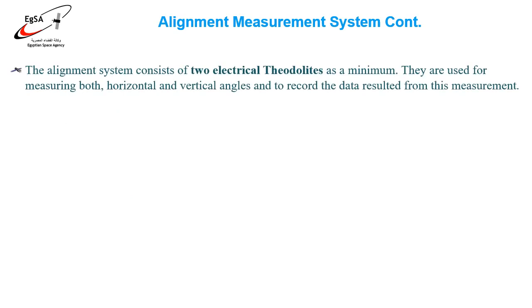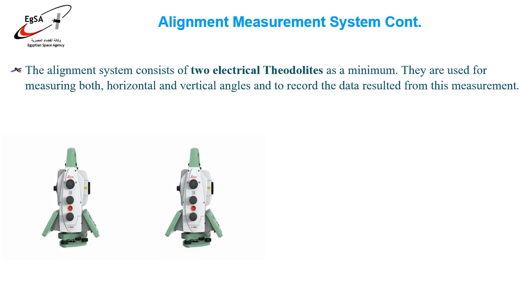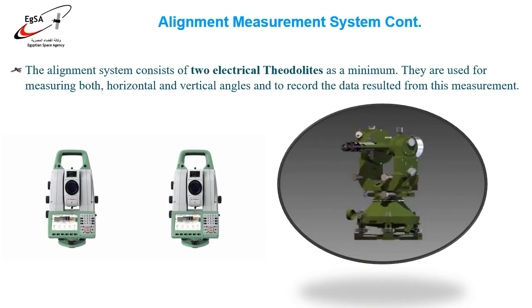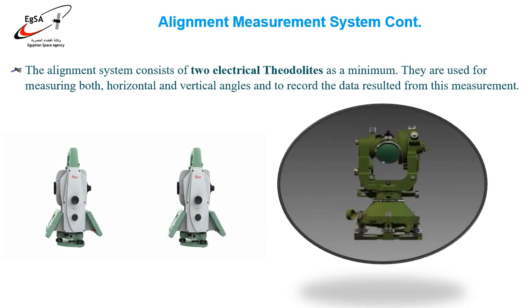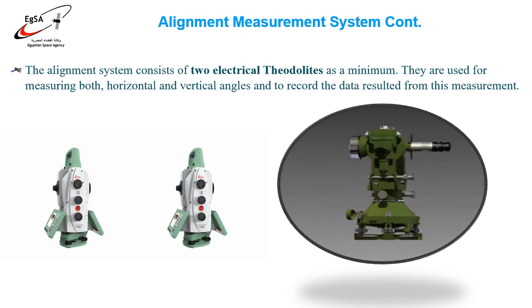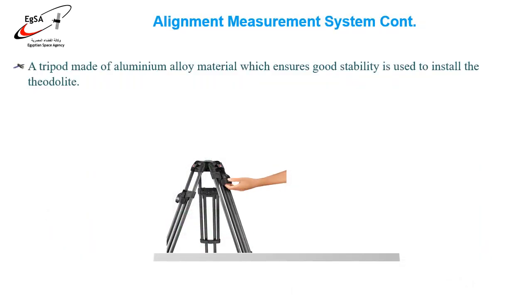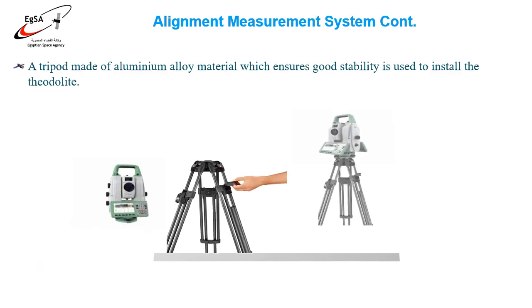The alignment system consists of two electrical theodolites as a minimum. They are used to measure both horizontal and vertical angles and to record the data resulted from this measurement. A tripod made of aluminum alloy material which ensures good stability is used to install the theodolite.